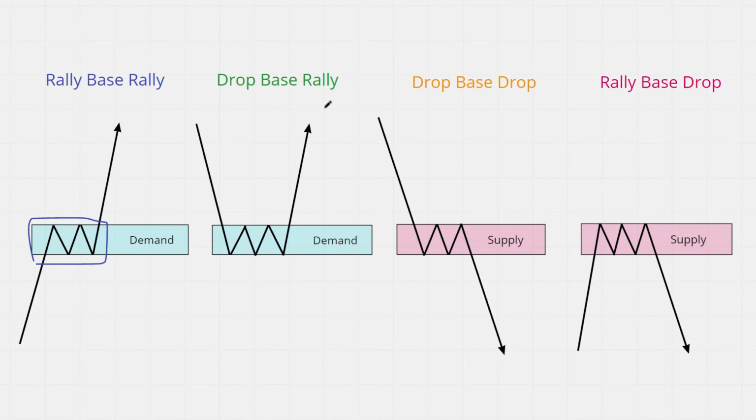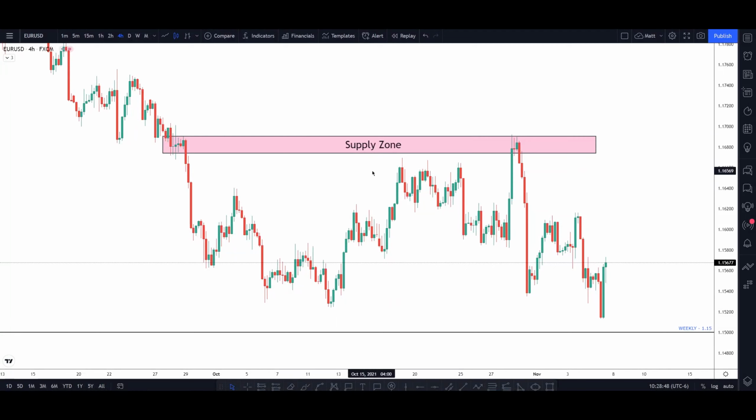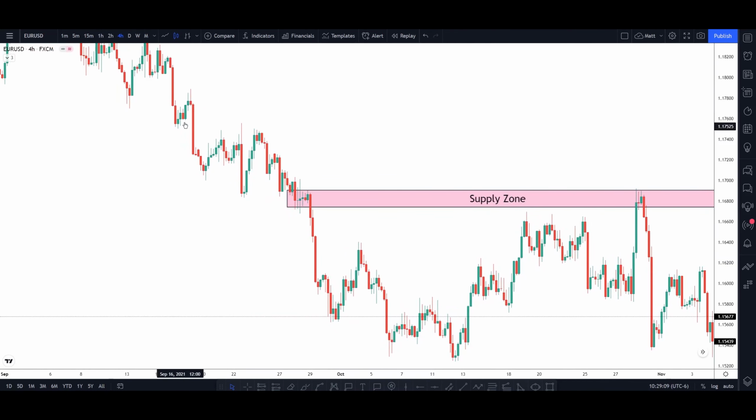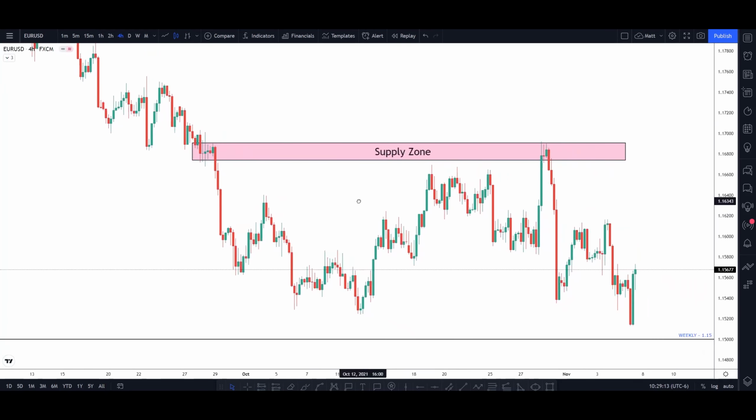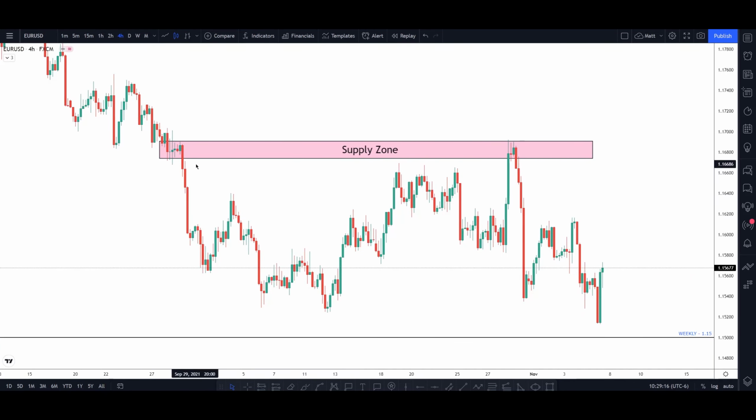So now to show you guys some examples of supply or demand zones, we will start off with this example of a supply zone. We had a period where price action was essentially pushing lower and lower, forming lower lows and lower highs. And then we had a base where price was essentially consolidating for a little bit within a very tight range. And then we had this strong impulsive move to the downside.